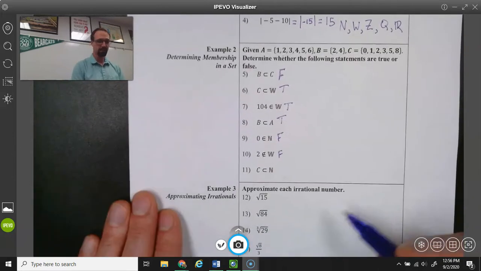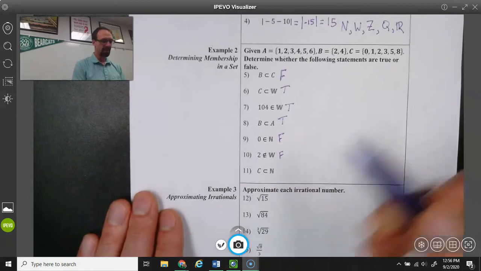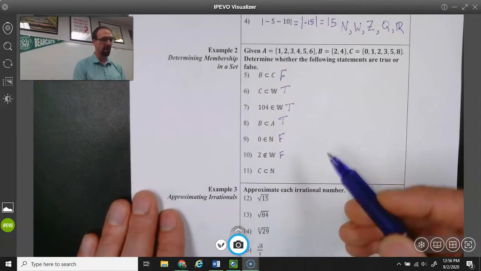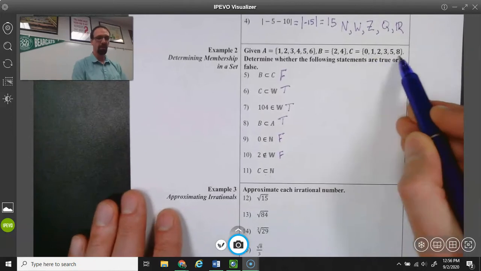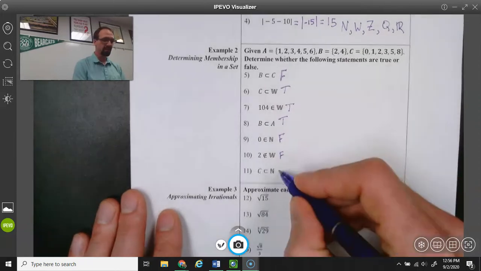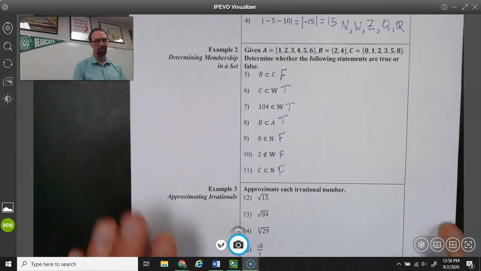So this is false. And then the set C is a proper subset of the natural numbers. So all of these numbers here must be contained within the natural numbers. 0 is not, so that is false.